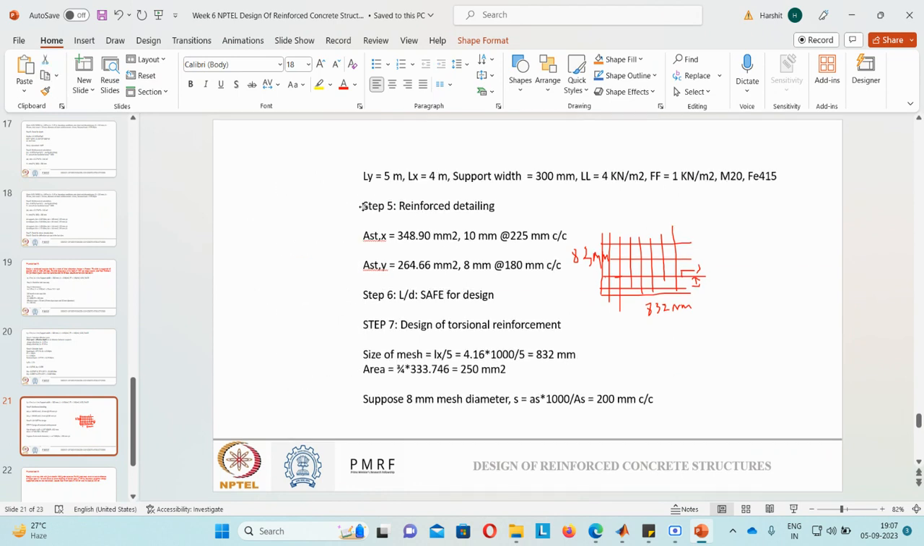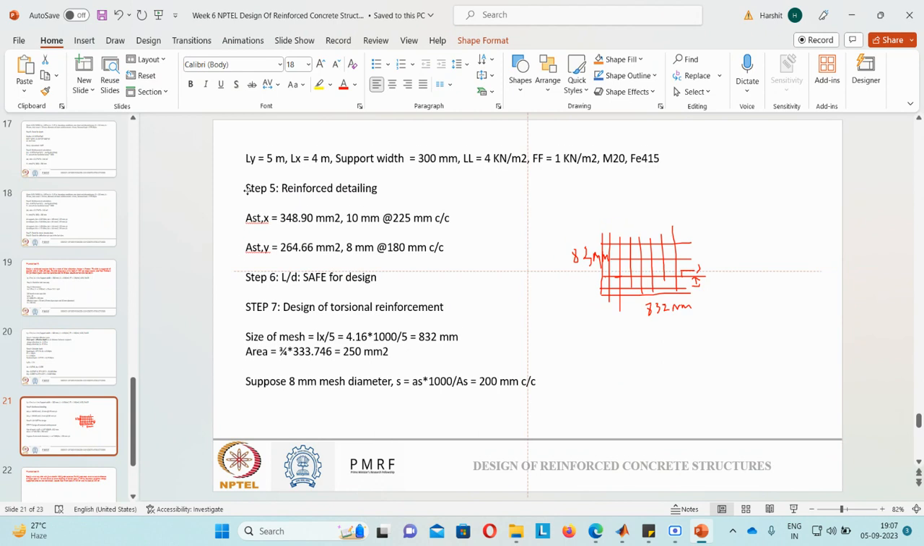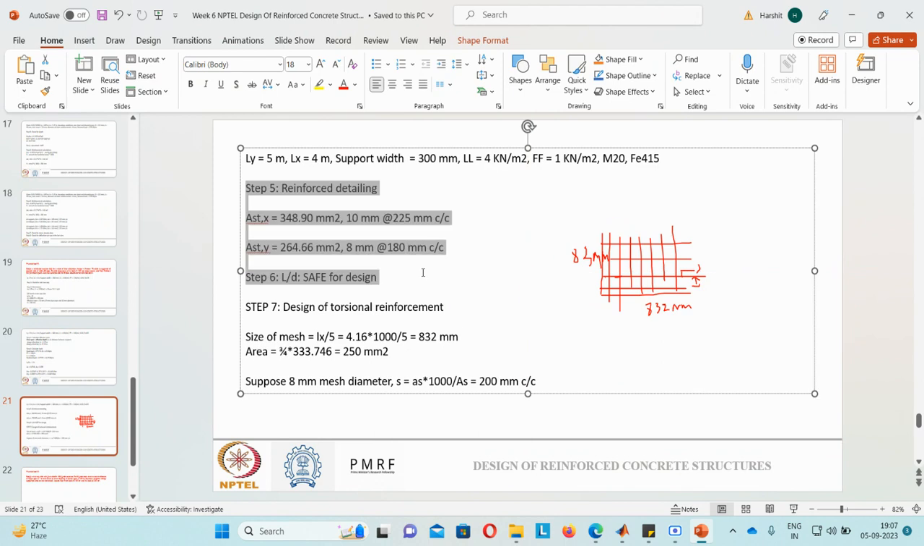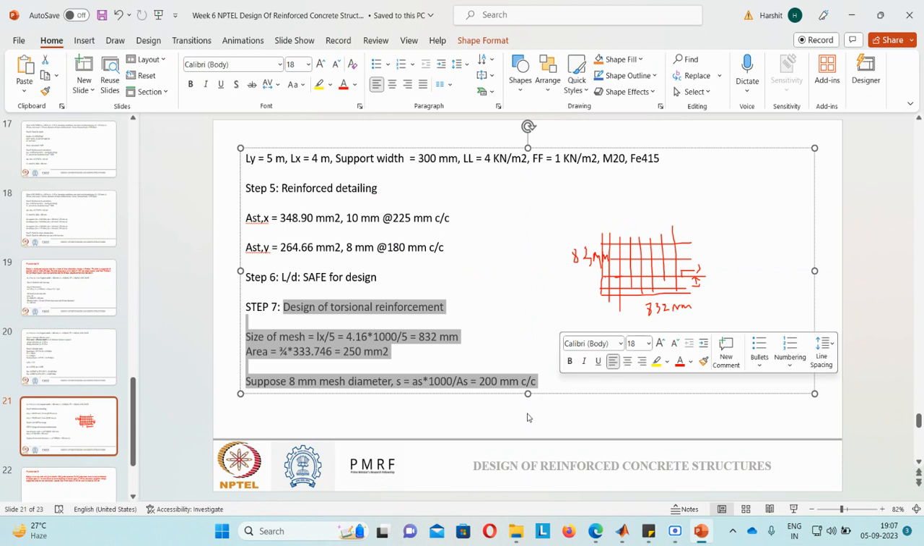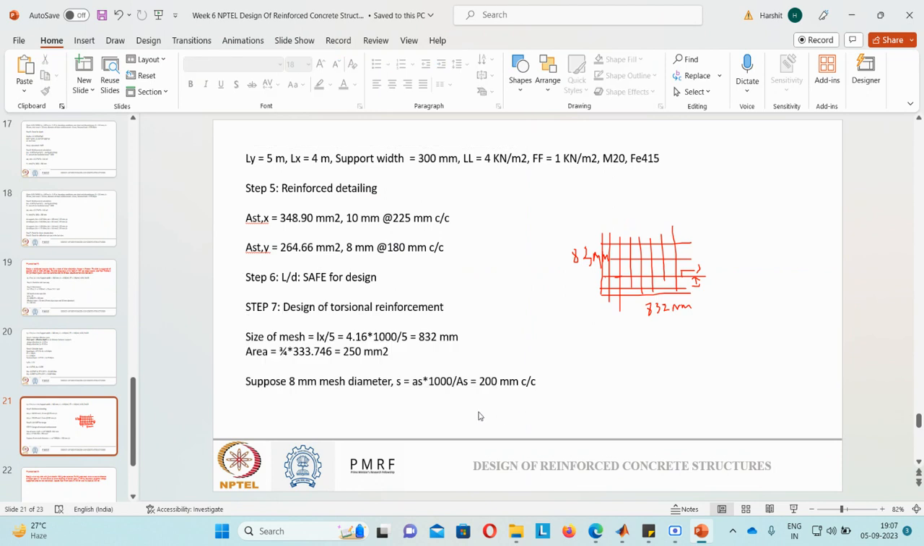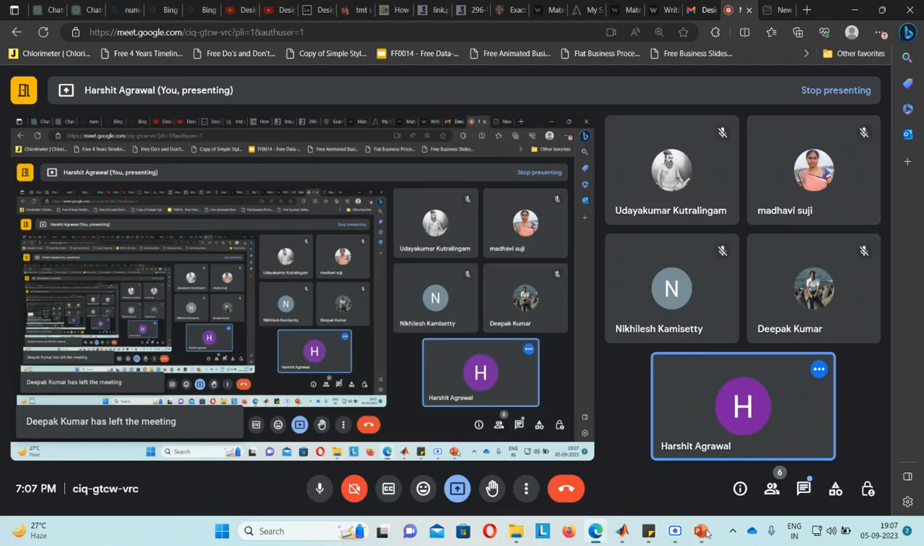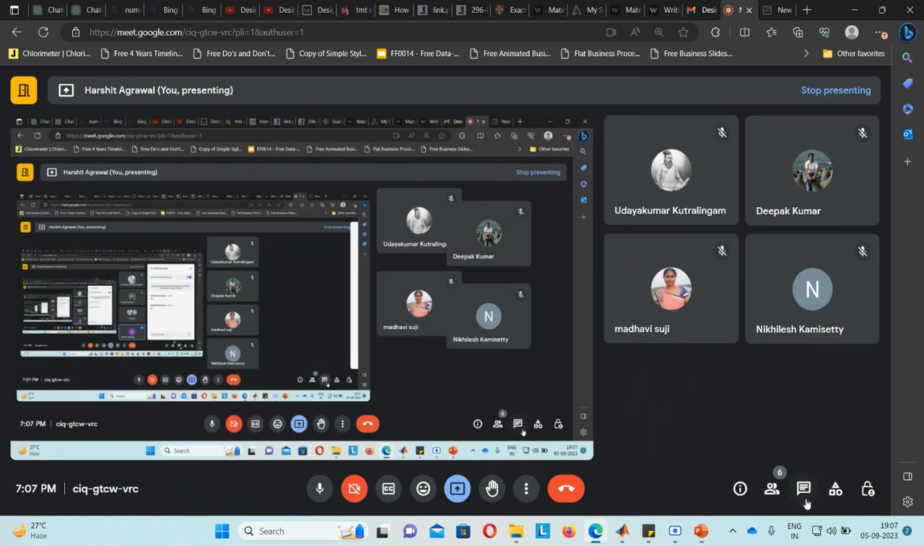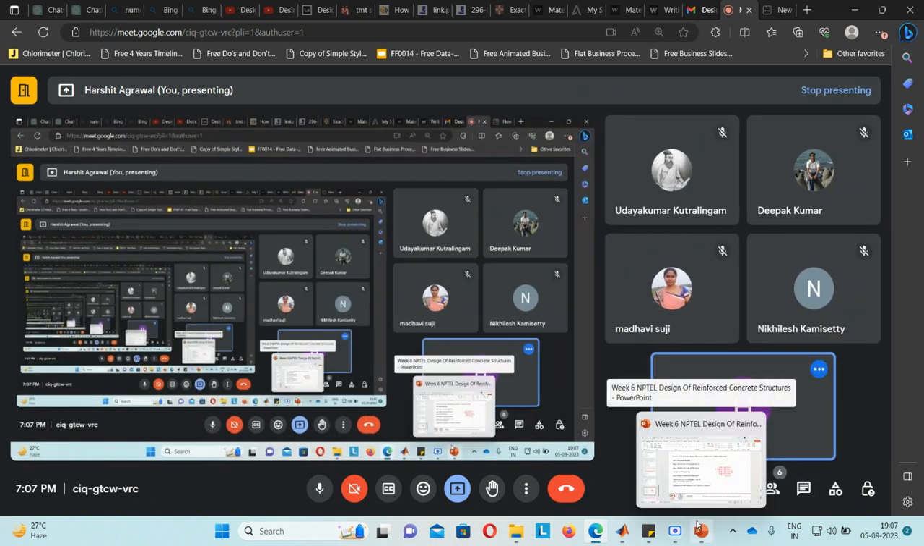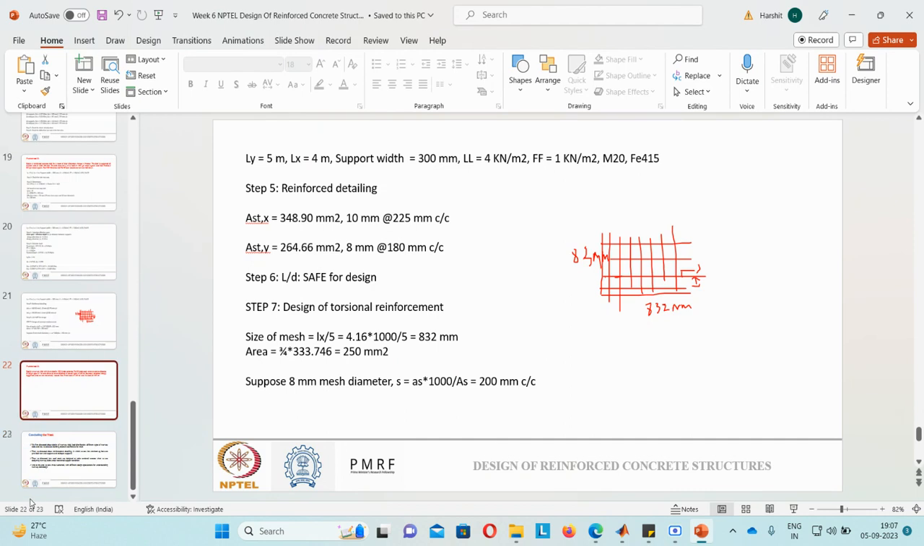So the reinforcement detailing, I hope, is clear to everyone. In the last question, we saw how it is done, and now we also understand how torsional reinforcement is provided. Okay, any doubt in the question? If not, let's see the last question.